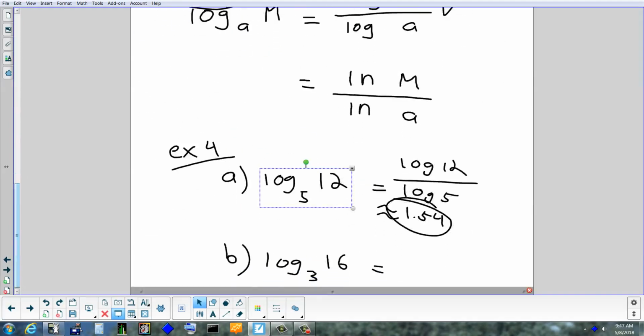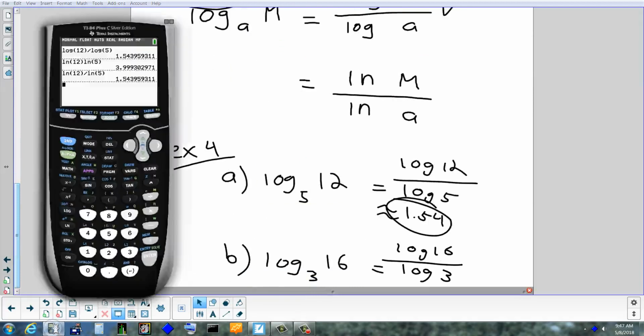So can somebody tell me how I would rewrite log base 3 of 16 so I can type it in? Yep. Do log 16 over log 3. Yep, that's it. Log 16 over log 3. Log 16 divided by log 3. So the answer is 2.52.